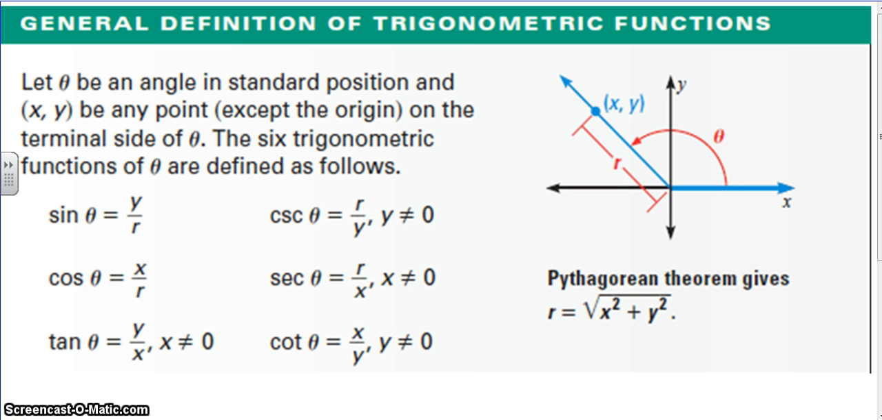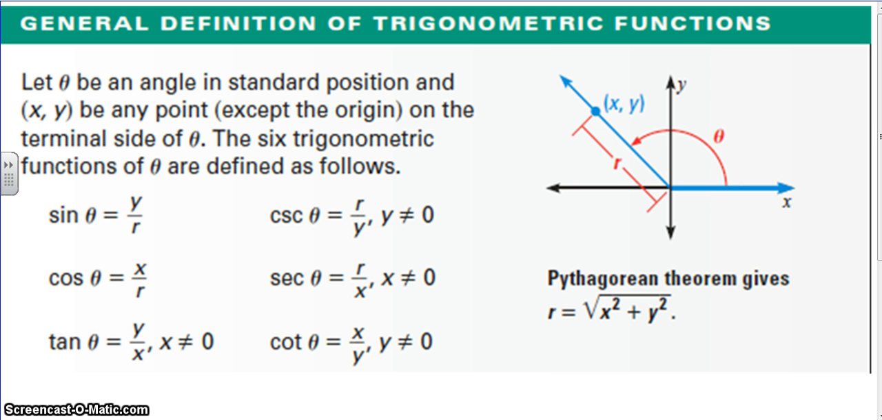Let theta be an angle in standard position and (x, y) be any point except the origin on the terminal side of theta. The six trigonometric functions of theta are defined as follows. Sine of theta is y over r. Cosine of theta is x over r. Tangent of theta is y over x, with x not being equal to 0 because you can't divide by 0.